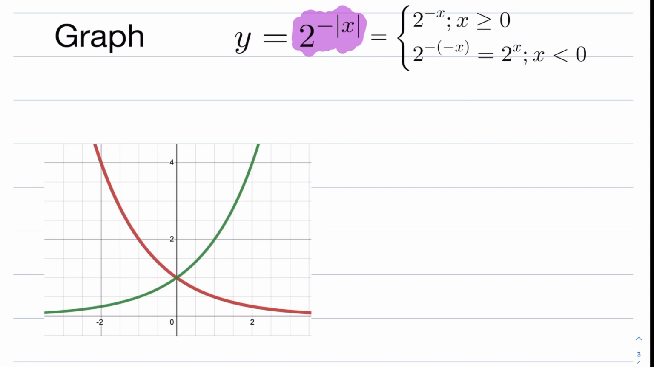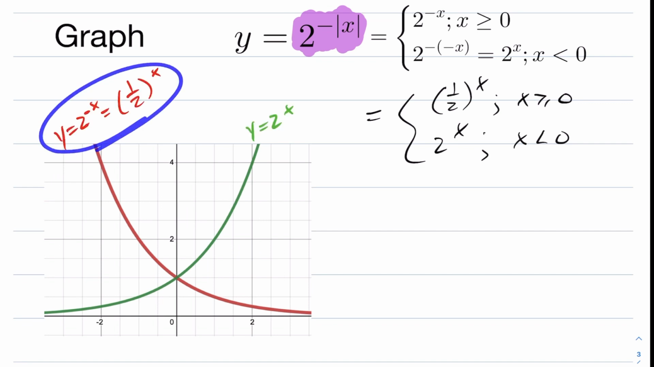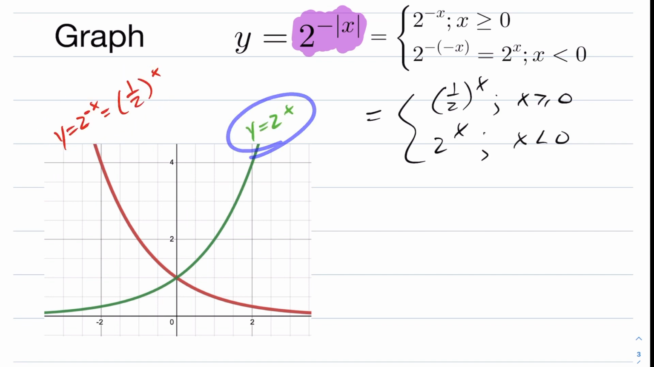So writing this a little bit differently, what does this mean? This means that we really have 1/2 to the power of x when x is greater than or equal to 0, i.e. when x is greater than or equal to 0, our function is your exponential decay function, and otherwise it's your exponential growth function when x is less than 0. So what I did here was I went ahead and graphed your 2 to the negative x, also known as 1/2 to the x, your decay function, and then your growth function on the same Cartesian plane. And you'll see here in red we have our decay function, and in green we have our growth function.